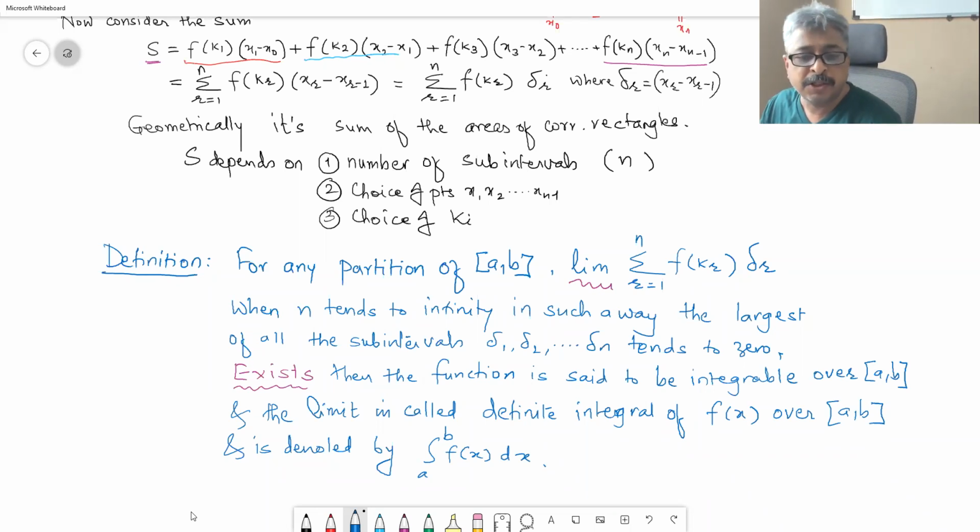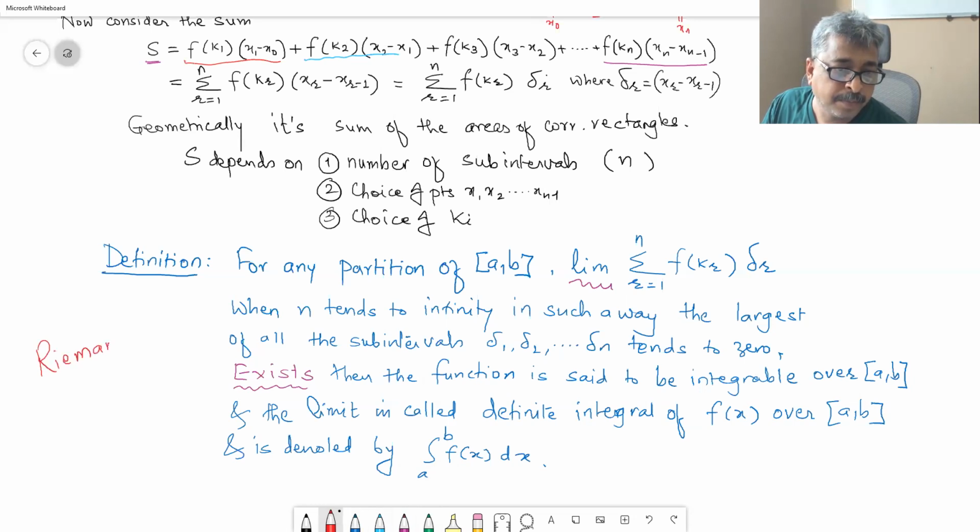Now that is what is interesting. This sign is the limit of the summation from 1 to n. That means this: f of x_r is f of x, and delta of r is dx because n is tending to infinity. That is the formal definition of the definite integral. It is also called the Riemann integral.